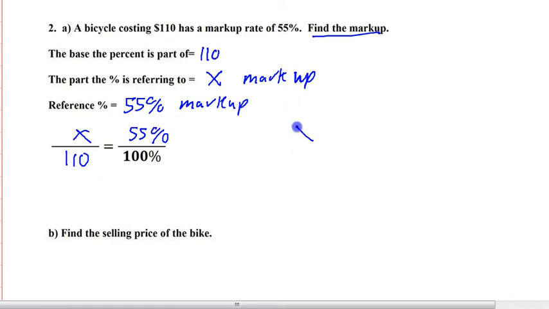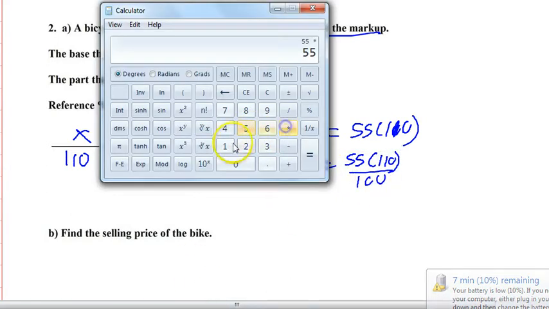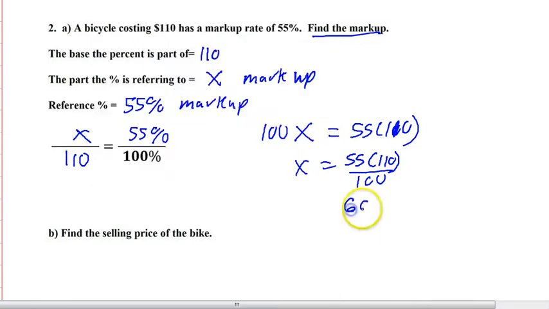Cross multiply, and we get 100X equals 55 times 110. And then X equals 55 times 110 over 100. Plug it in. 60.5. And what does that represent? It's the markup, because that was what our percent represents, the markup.